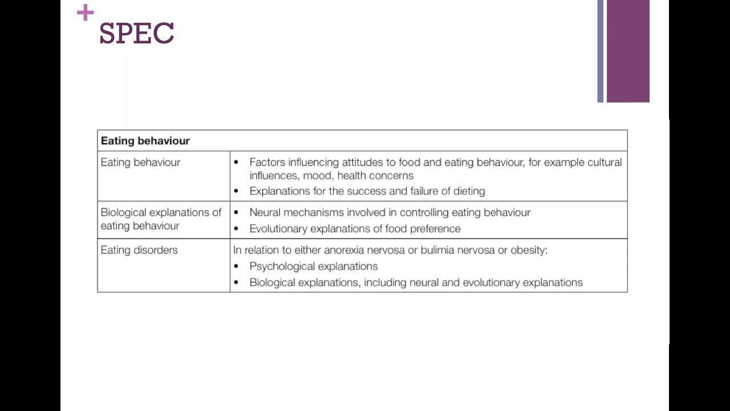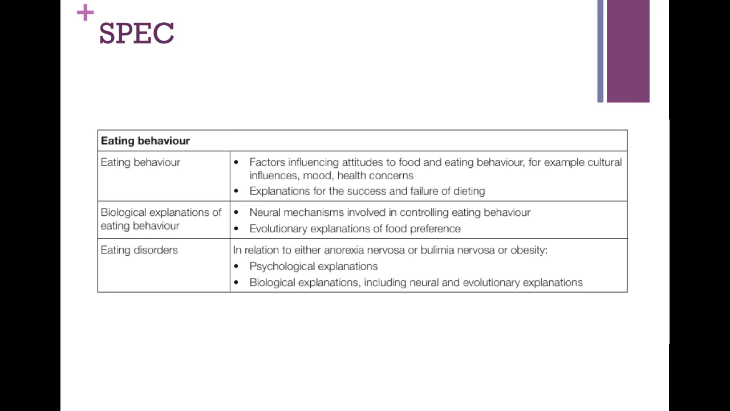Linking this back to the spec then, as I said, we've already looked at eating behaviours and the factors that influence eating behaviours, looked at culture, mood, health, and then we looked at dieting as well. We then moved on to looking at the biological underpinnings of eating behaviour, particularly neural mechanisms, and the evolutionary explanations to food preference in terms of high calorific food.